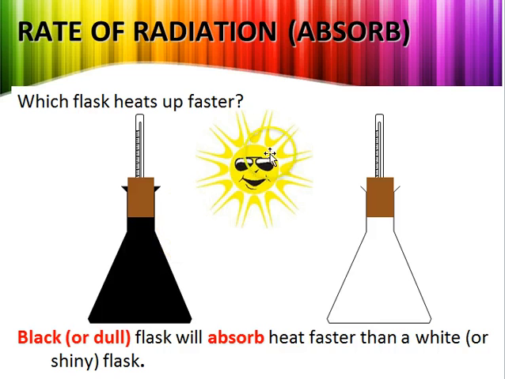Let's look at one example. I have a sun over here, a black dull flask, and a white shiny transparent flask over here. Because this one is black, it will absorb heat faster, whereas this one is silver or white, so it will not absorb heat as fast. So take note, the color of the surface does matter. Black is a good absorber of heat. It's also a good emitter of heat actually.